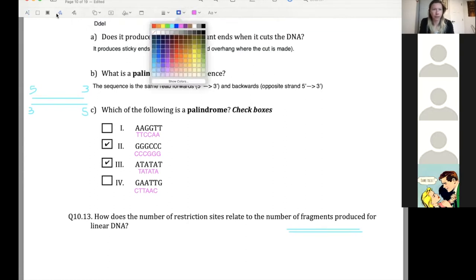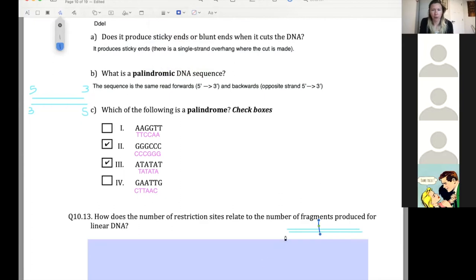3. It's going to be 2. 2, yeah. Right, so if we have a piece of string and we cut it in half, we're going to get 2 pieces of string. Okay, so cutting linear DNA once leads to 2 fragments.